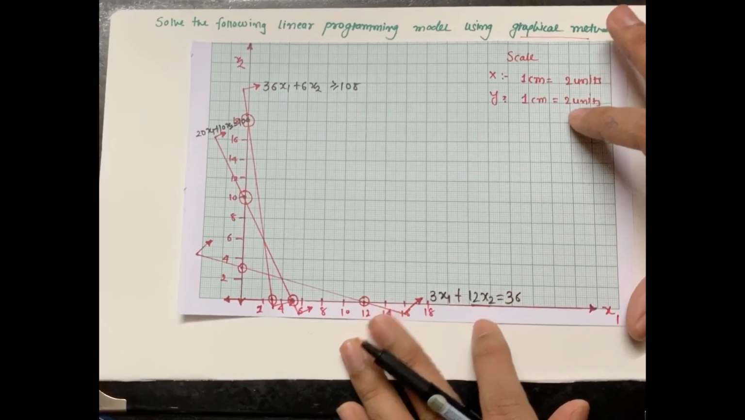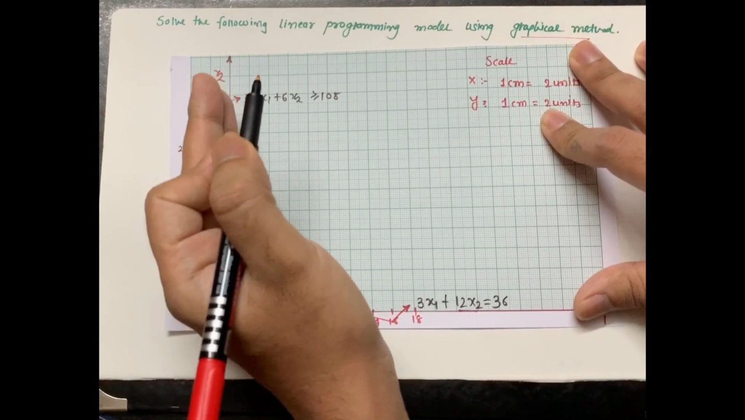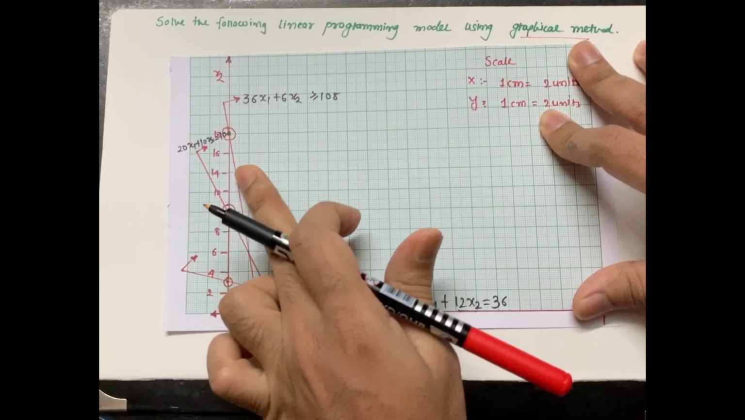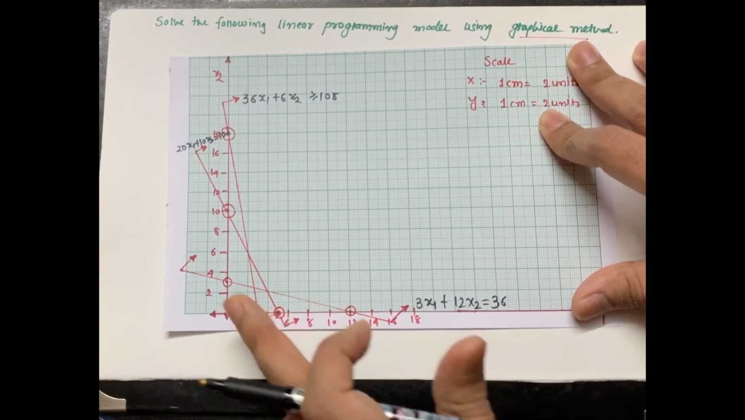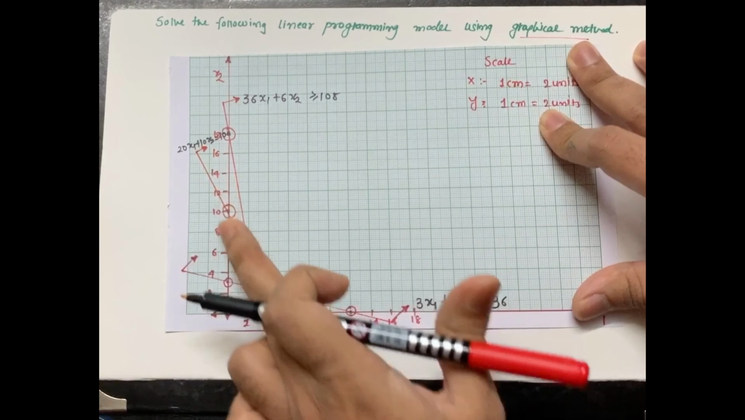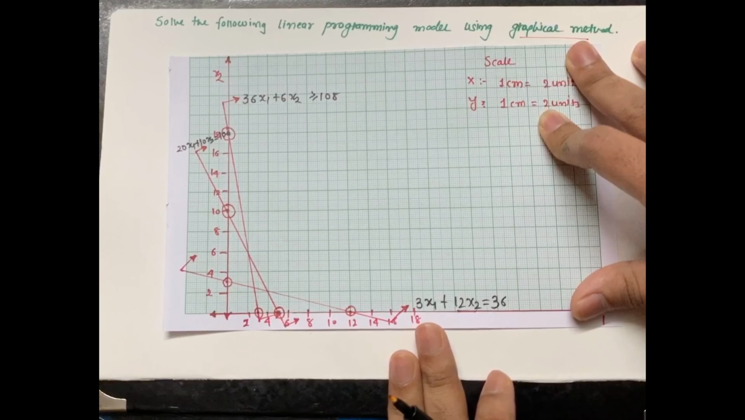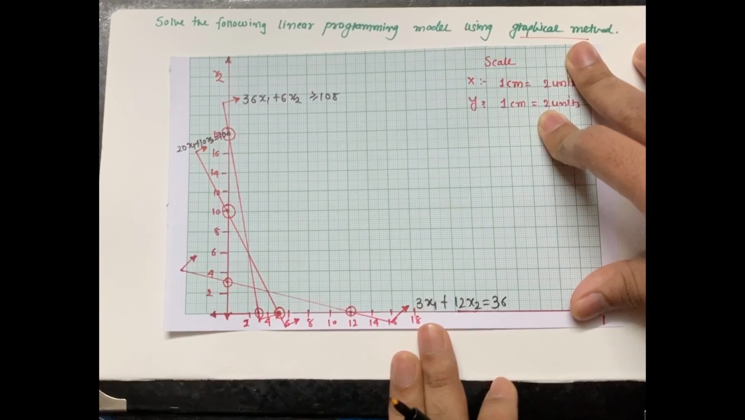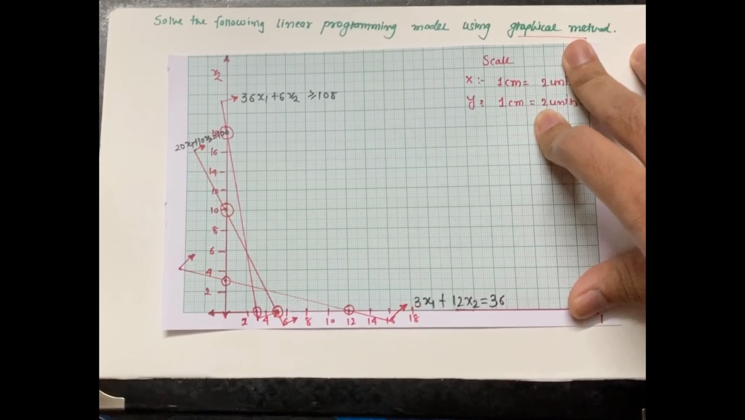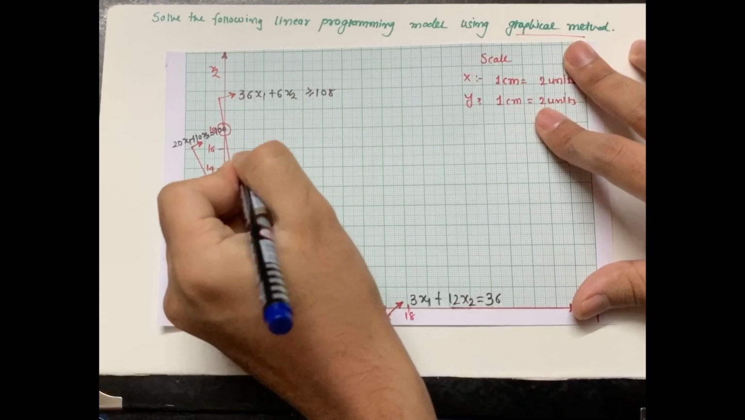So what is the bounded region in this case? For the first line, this is the constraint equation; the entire region should be greater than this. For the second line, the entire region should be above this line, and for the third case, the entire region should be greater than this. So what is the common region for all these three lines? What is the intersection of these three lines? That gives me this particular region.